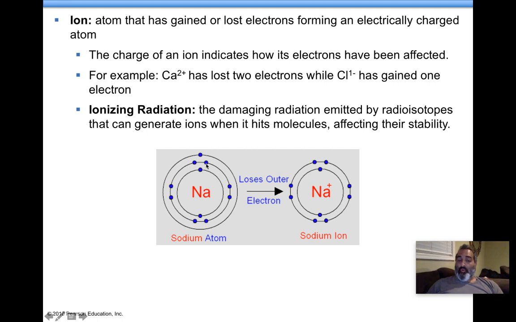So things that lose electrons become more positive. Things that gain electrons become more negative. Chlorine -1 is an example of something that has gained an electron. Calcium +2 has lost 2 electrons. That's why it's a +2.